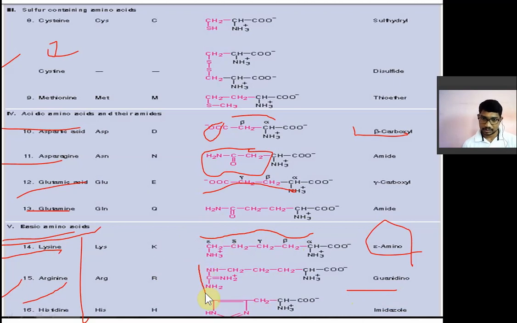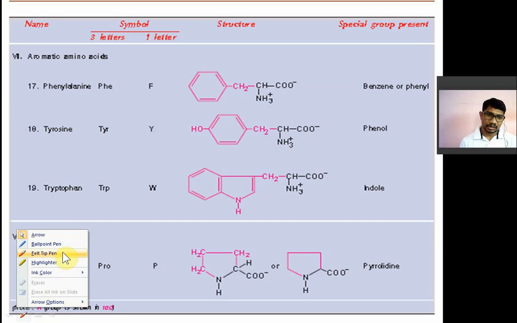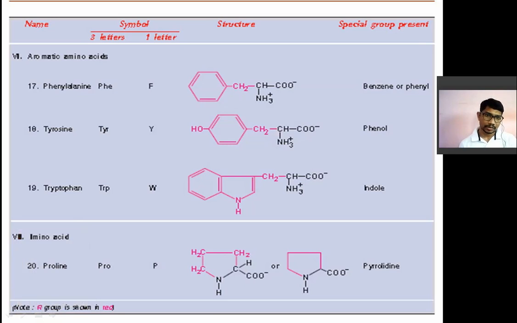Simple. Next is nothing but the aromatic amino acids. These amino acids will have an aromatic ring in their structure. Remember, they are also known as essential amino acids. The first one is phenylalanine. Here you have a phenyl methyl ring, or benzyl ring.